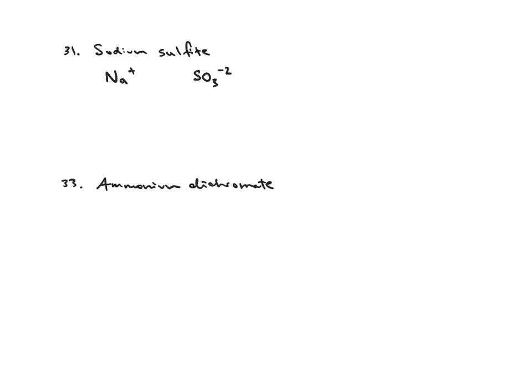And then it's just doing what we did in section 4, which is figuring out what ratio do these combine in. I'm going to need 2 sodiums for every 1 sulfite. So that formula is going to be Na2SO3, like that. Number 33, ammonium dichromate. Ammonium has this formula, NH4 with a plus charge. Dichromate, Cr2O7 with a -2 charge.